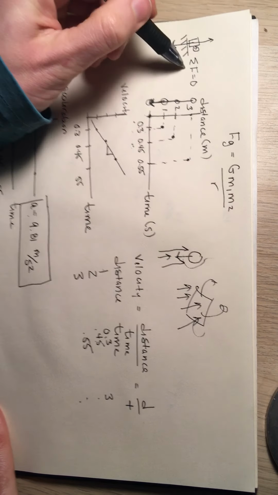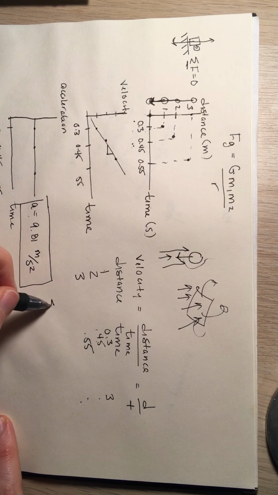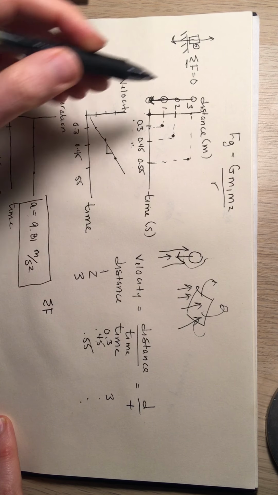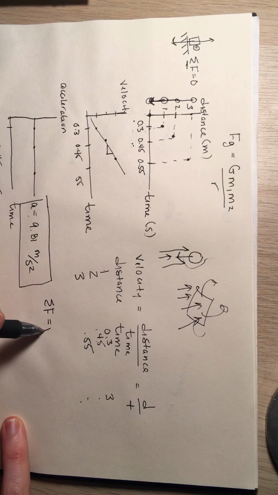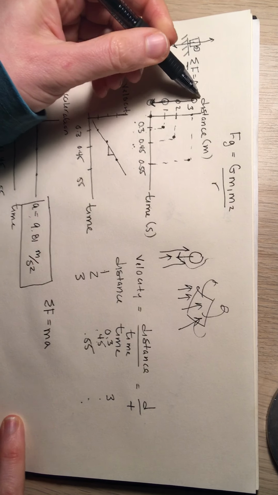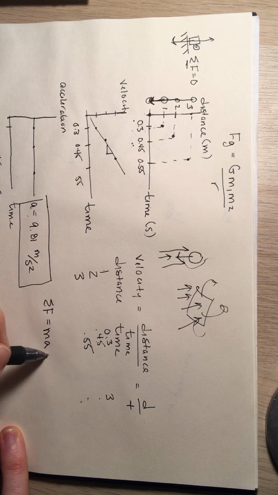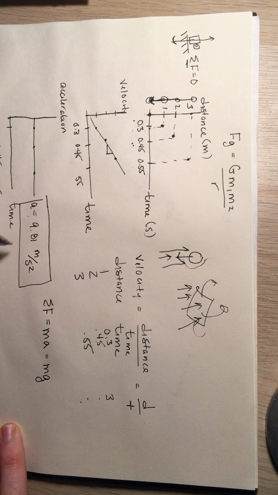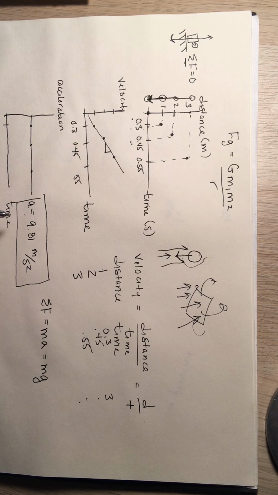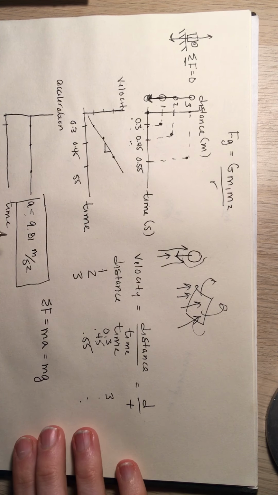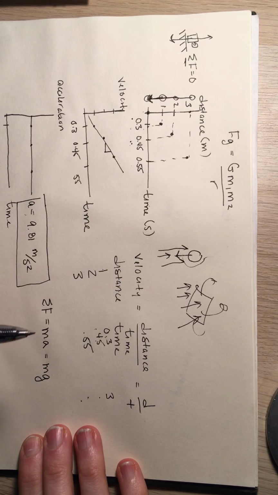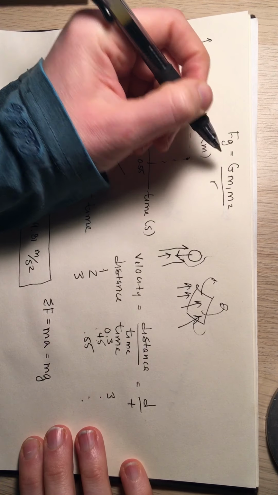If I come back to my original equation, the sum of the forces acting on the ball equals mass times acceleration. Well, for the time that it's falling, that means it equals mass times g, that gravitational constant here on Earth. Well, what else does it equal? Well, it also equals Newton's law.